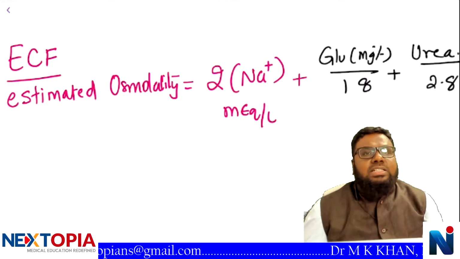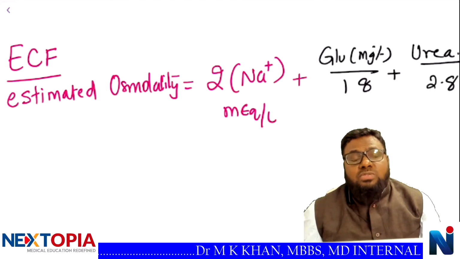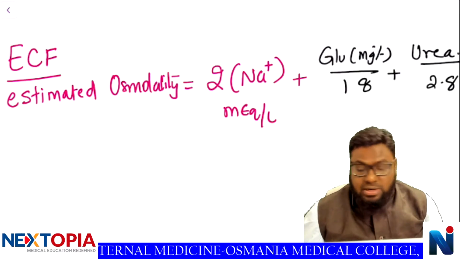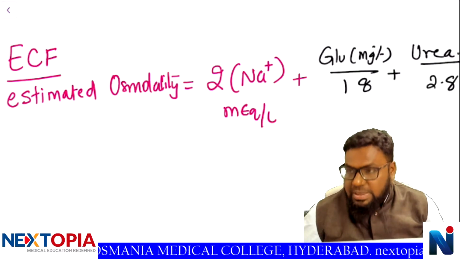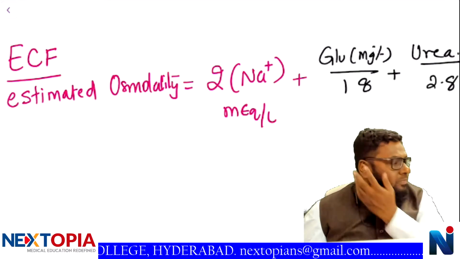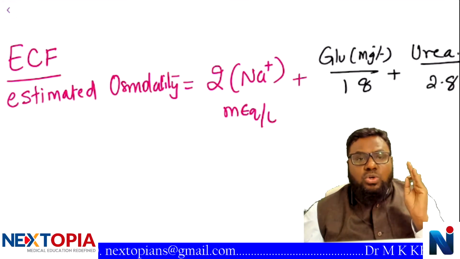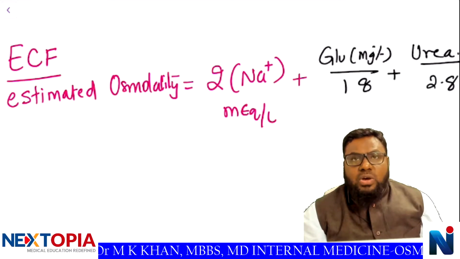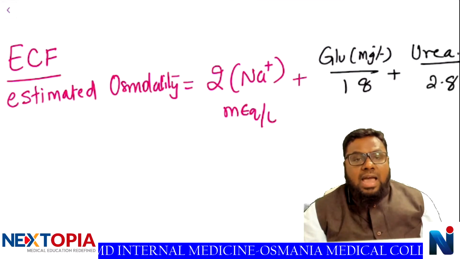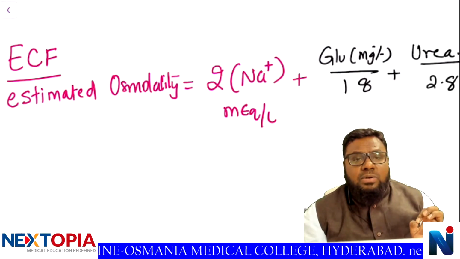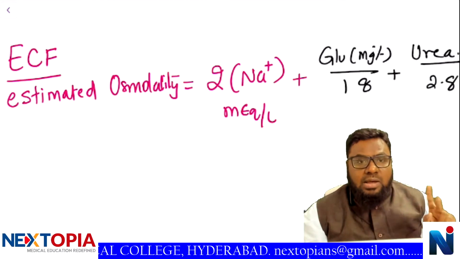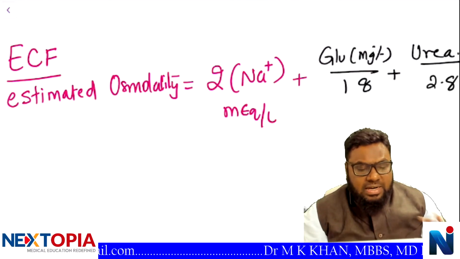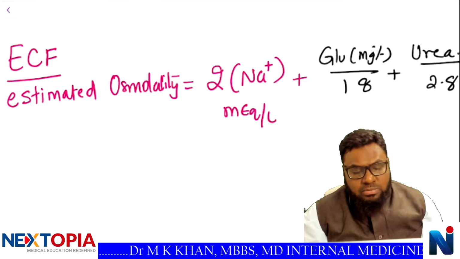Now, why are you taking 2 times sodium in this formula? Because sodium is the most abundant osmole in the extracellular compartment. I told you it's an effective osmole because of its limited movement across the capillary membrane. It is doubled because it has a positive charge, and for every positive charge it will attract a negative anion, that is chloride.